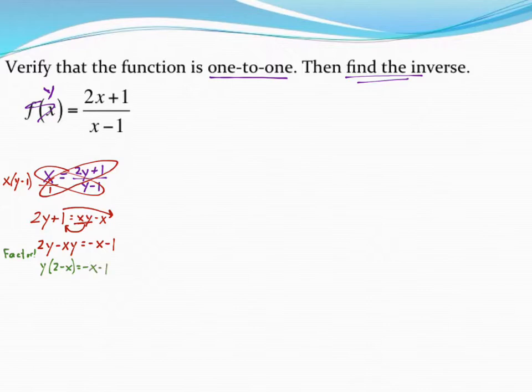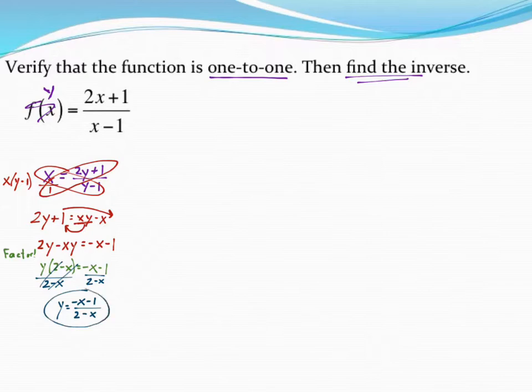Well, I've got y almost by itself now. If it was y times a number, I would just divide by that number. In this case, it's y times the quantity 2 minus x, so I can divide both sides by 2 minus x. So what I'm left with, finally, y all by itself, and my new inverse function is negative x minus 1 in the numerator, and 2 minus x in the denominator.